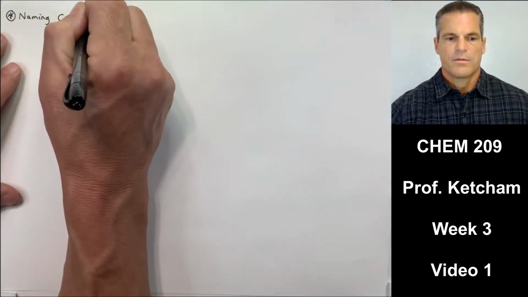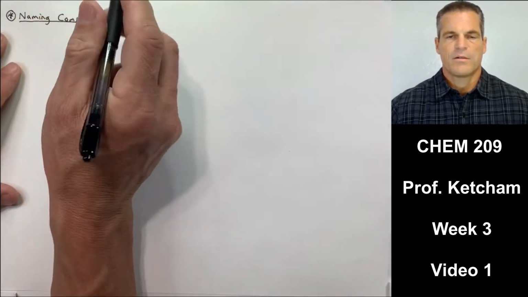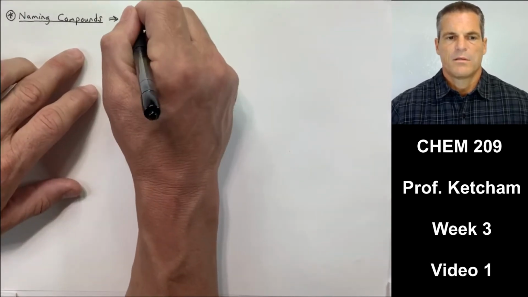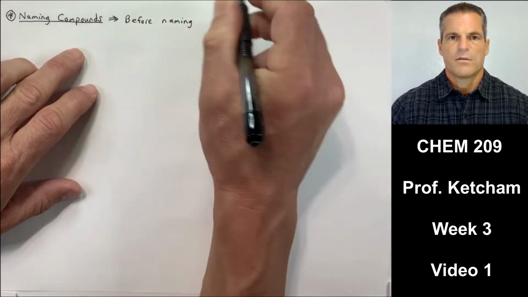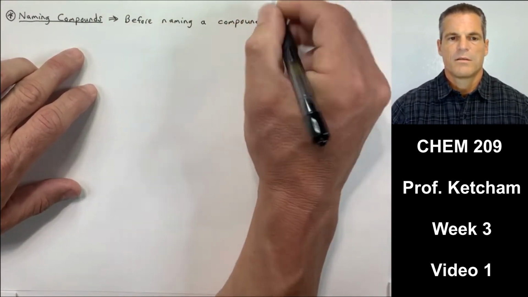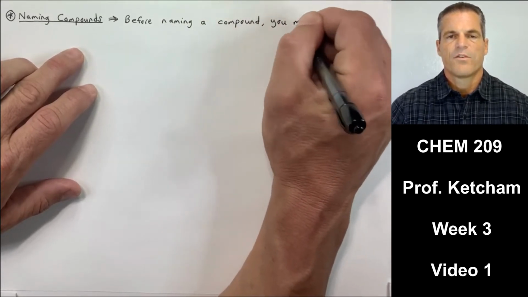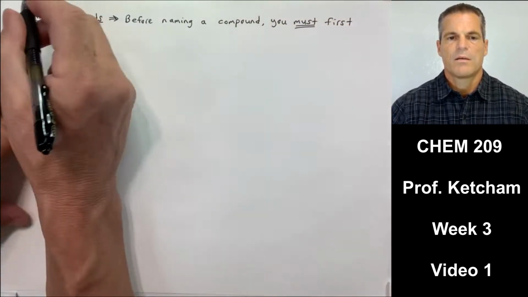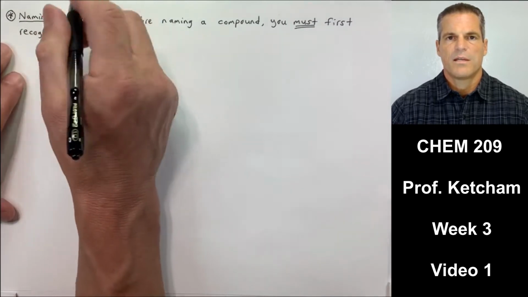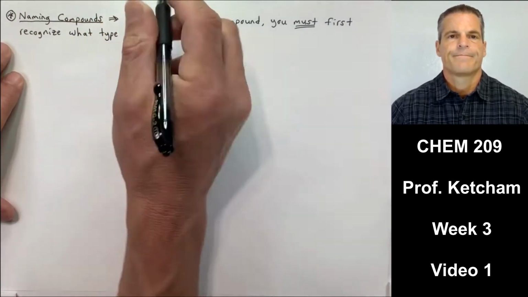And today we're going to start learning about naming compounds. So this will take us about 3 videos, kind of a big topic. This is the first of 3 videos on naming covalent compounds and ionic compounds.